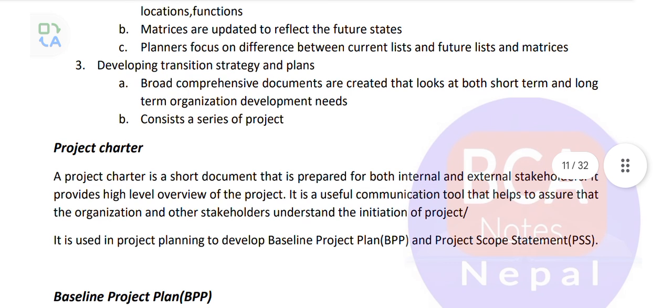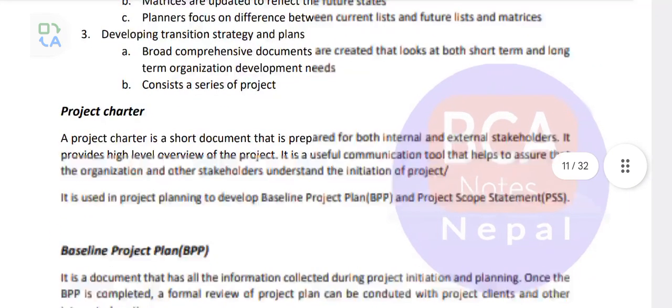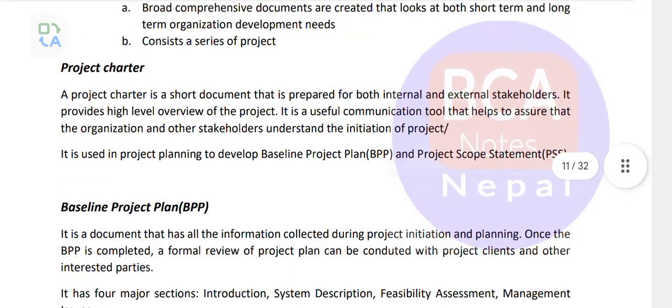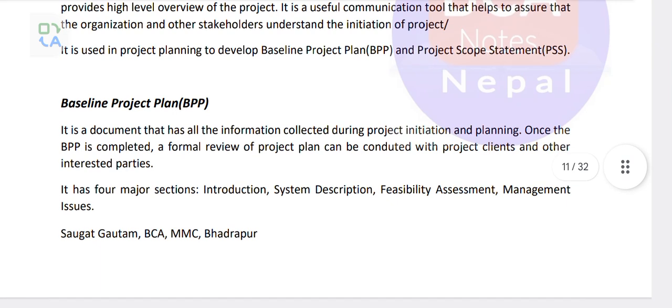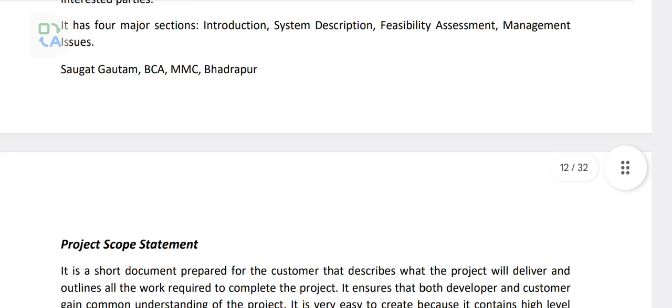It is used for project planning and to develop the baseline project plan, BPP. It is the document that has the information collected during the project initiation and planning. Once the BPP is completed, the formal review of the project can be conducted with the project team and other interested parties. The four sections: introduction, system description, feasibility assessment, management issues.